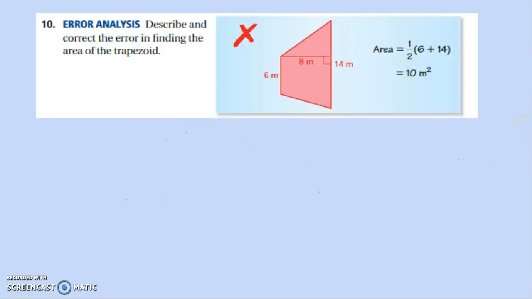Now for these next ones, what I have to do is describe the error here, and I pretty much pointed it out right away. The problem here is that they forgot the height right here. Remember, the formula is 1/2 height times base 1 plus base 2. So if it was your test, you would write something like "forgot height." But then it wants you to correct it.